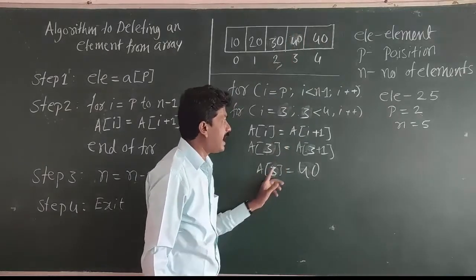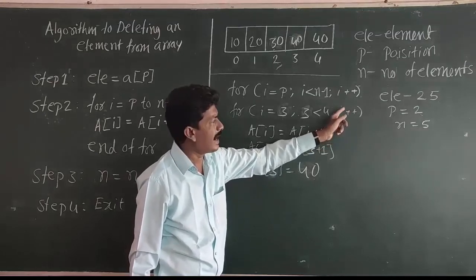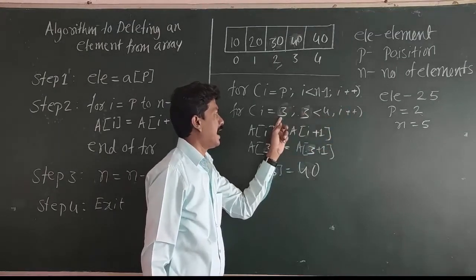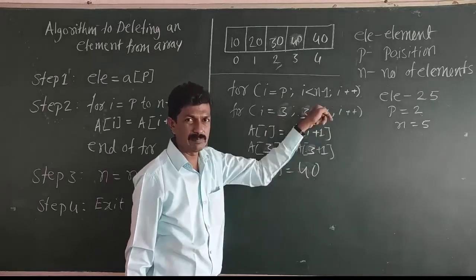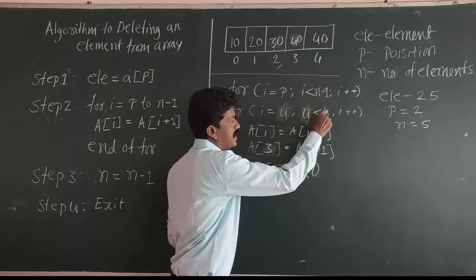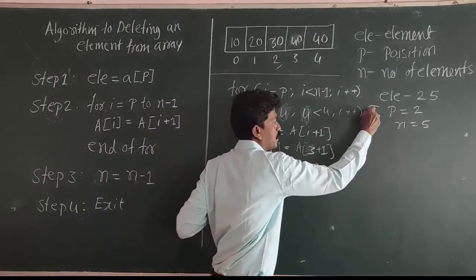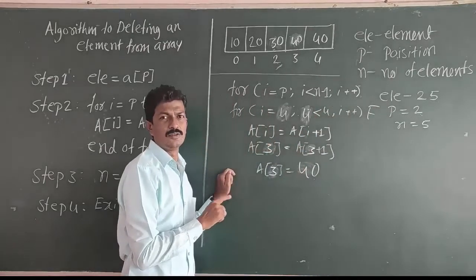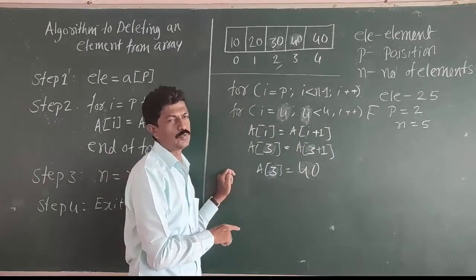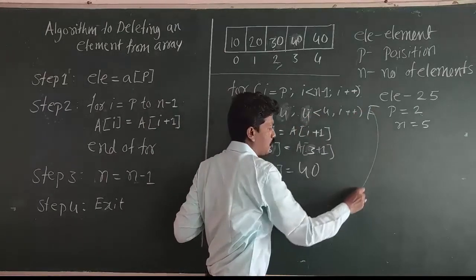After completing this, the I value is incremented. I becomes I plus 1, so now I is 3 plus 1, which is 4. Is 4 less than 4? No, the condition becomes false, because 4 is equal to 4. Once this condition becomes false, it simply comes out of the loop.